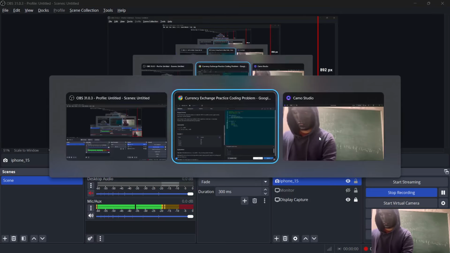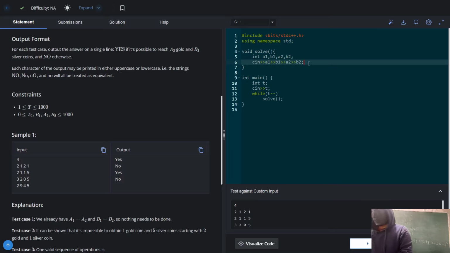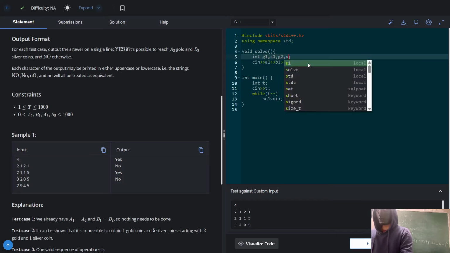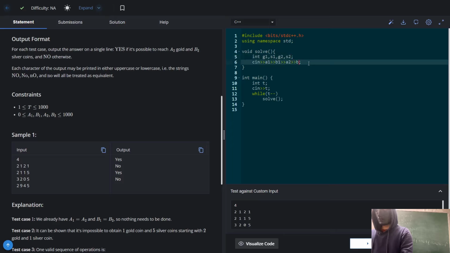So let me try to code it up here. Let me take the variables we are using on the board: G1 silver 1, G2 silver 2, and let me take here also the same way: gold 1 silver 1, gold 2 silver 2. So we will be checking if initial gold that we have is greater than or equal to gold 2.